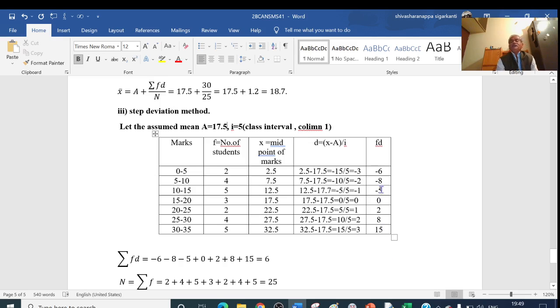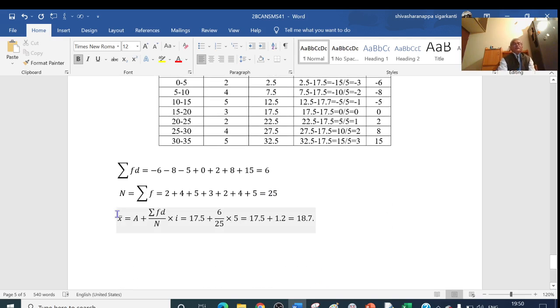And then the summation of fd is minus 6, minus 8, minus 5, plus 0, plus 2, plus 8, plus 15. This is equal to 6. Sigma fd equal to 6. And n is equal to the sum of the frequencies. This is equal to 25.